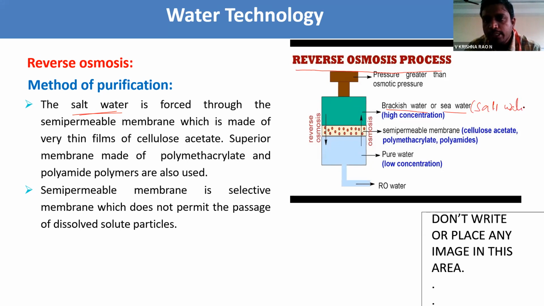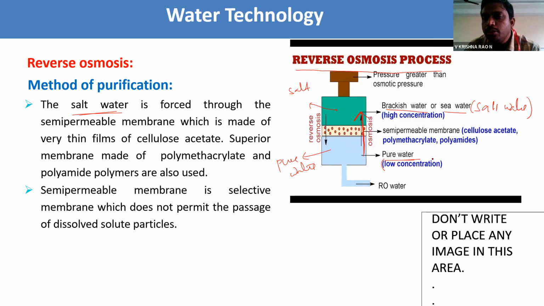Salt water contains high concentrations of salts. We are forcing the salt water through the semi-permeable membrane. This is the salt water, and this is the pure water. We are doing osmosis and reverse osmosis. Actually, osmosis has to happen from low concentration to high concentration. In this picture, it is clearly explained.